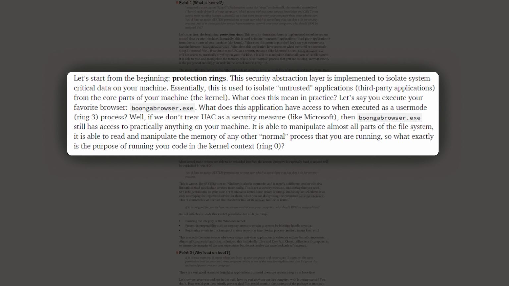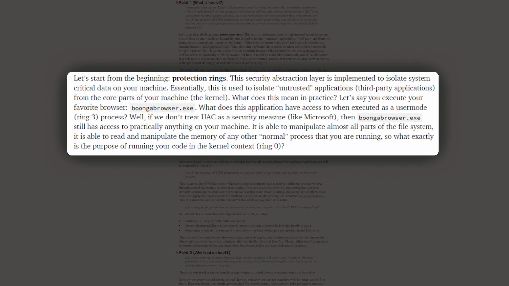Protection rings. This security abstraction layer is implemented to isolate system-critical data on your machine. Essentially, this is used to isolate untrusted applications, third-party applications, from the core parts of your machine, the kernel. What does this mean in practice? Let's say you execute your favorite browser, boongabrowser.exe. What does this application have access to when executed as a user mode Ring 3 process?